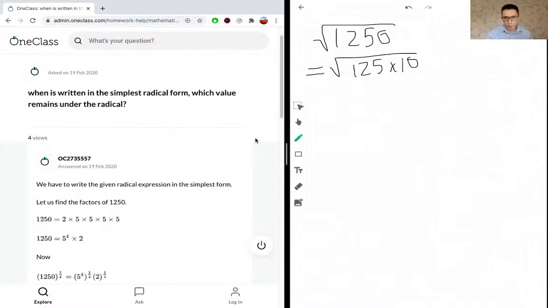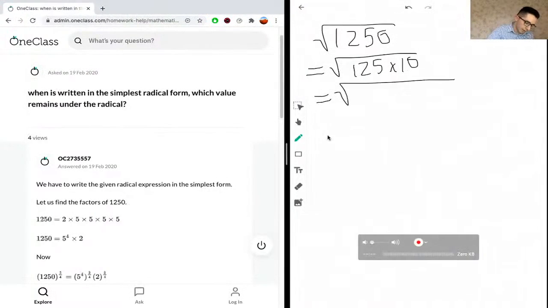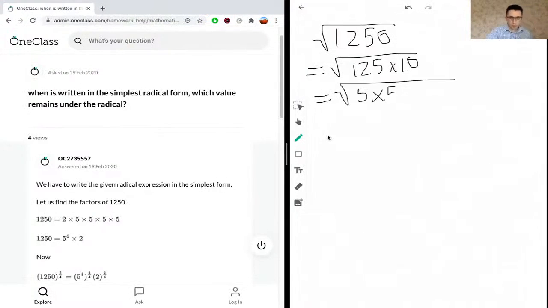So we're looking at 125. We know that 5 times 5 is 25, and then 25 times 5 again is 125. So the square root of 5 times 5 is 25, and then if we multiply 25 by 5 again, we'll get 125, which is this term. And then we still have the times 10.